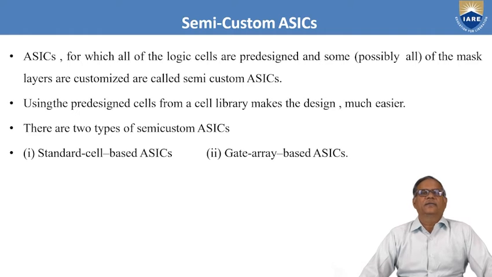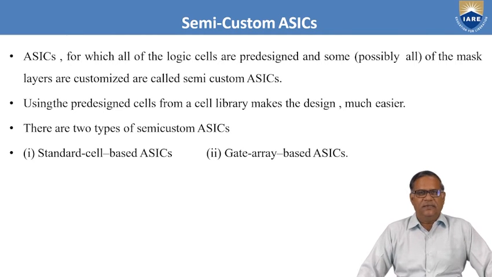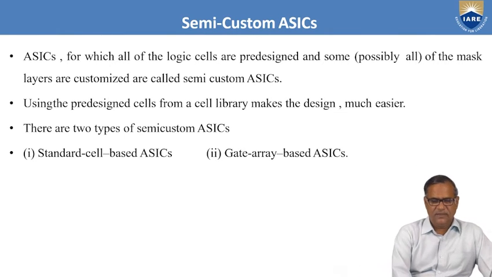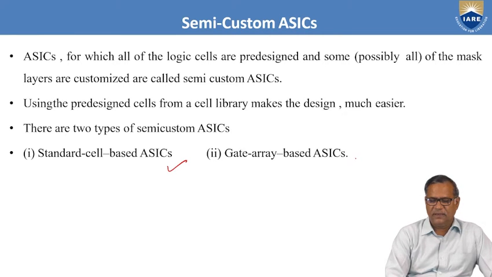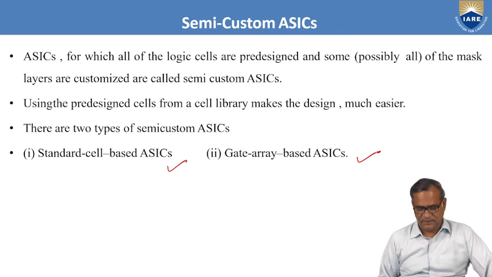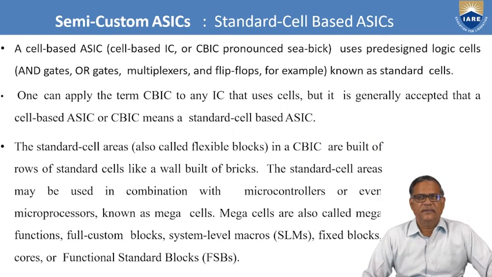So the design time is reduced and the time to market also is reduced. And there are two types of semi-custom ASICs: standard cell based ASICs and gate array based ASICs. One is the standard cell based ASICs and the next one is gate array based ASICs. Now let us discuss the standard cell based ASICs.